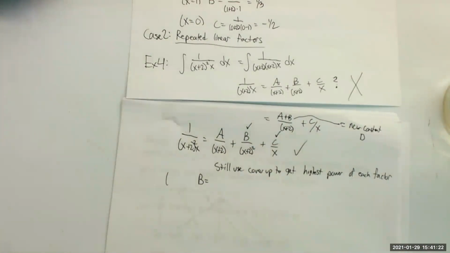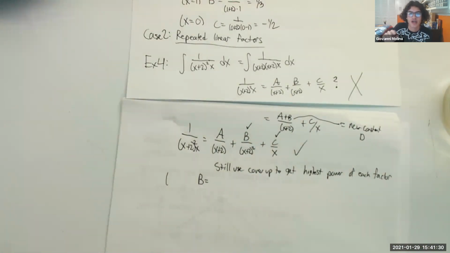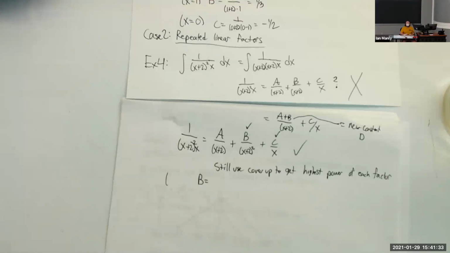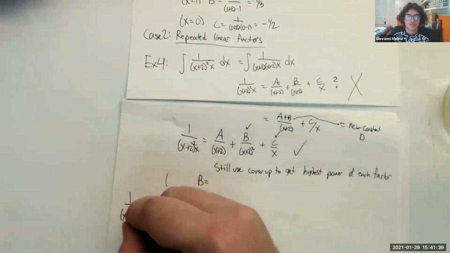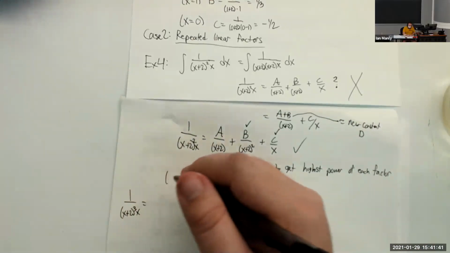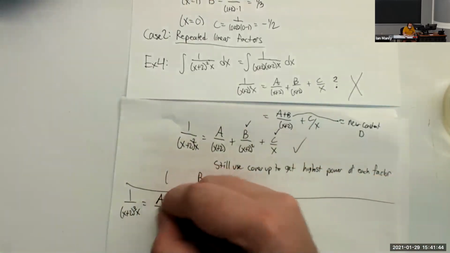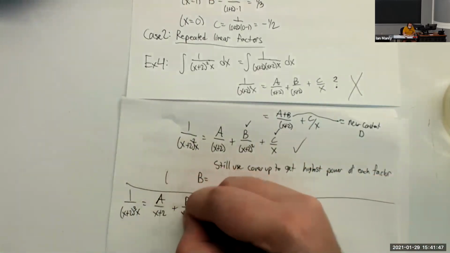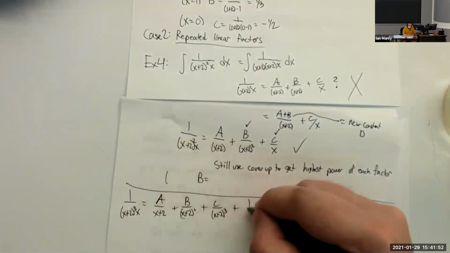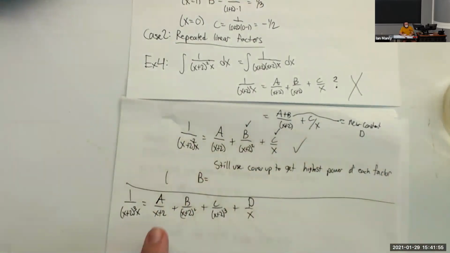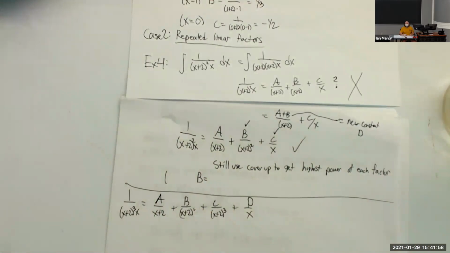If it was x plus 2 cubed, would you put a over x plus 2 plus b over x plus 2 squared plus c over x plus 2 cubed plus d over x? That's absolutely right. So for example, let me write that out. So this is separate from the problem. So if we have a over x plus 2, b over x plus 2 squared, and c over x plus 2 cubed. That's right. So the pattern is that you have one of these coefficients for each power going up to the highest power that you have.